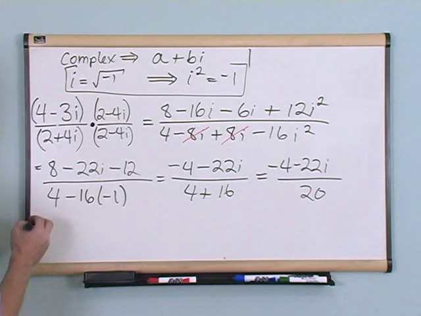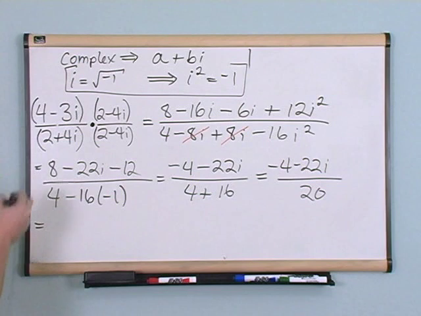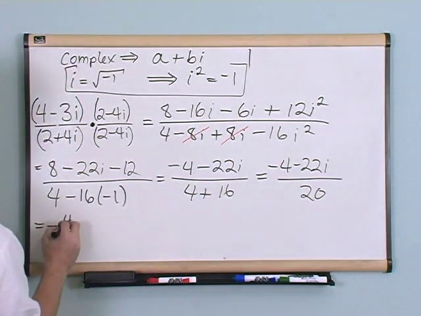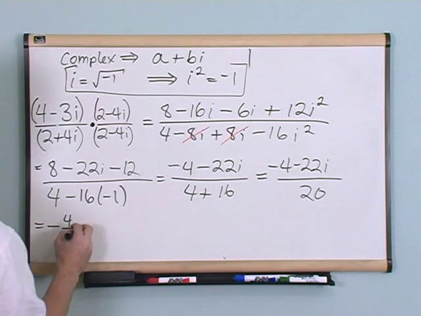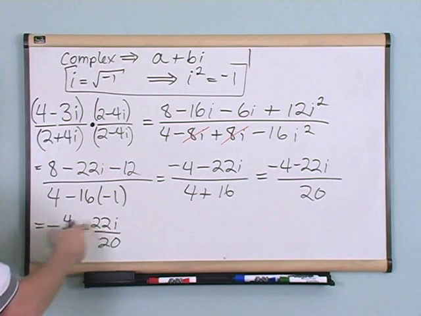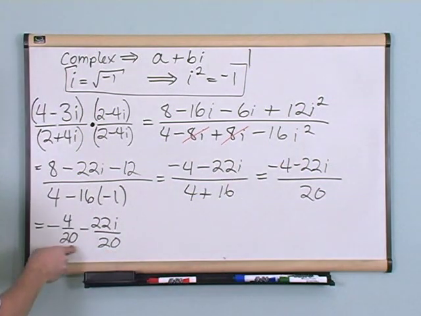And I can continue simplifying that. If I want to put it in terms of a complex number, I can say this is going to be -4 over 20 minus 22i over 20. I just split this fraction up into two fractions because I've got a common denominator. You can convince yourself that if you were to add these fractions together, you would get that. Okay?